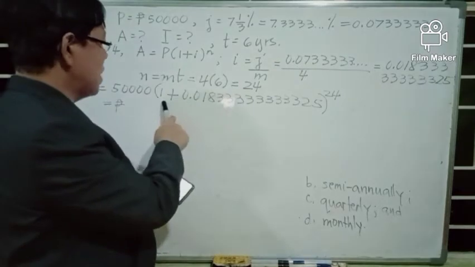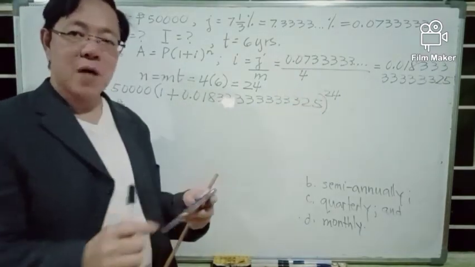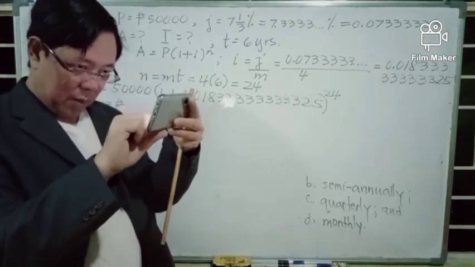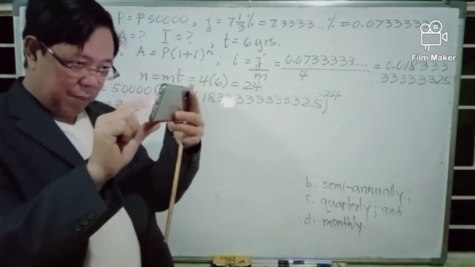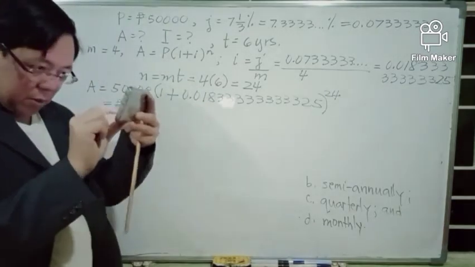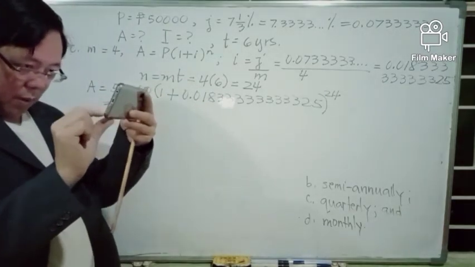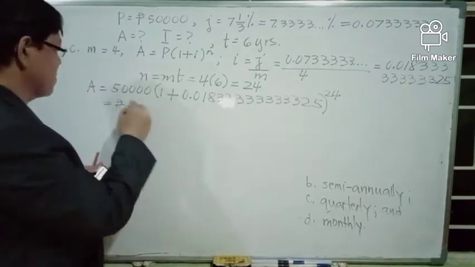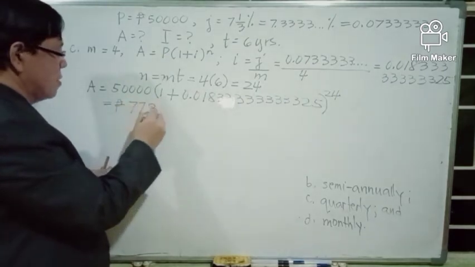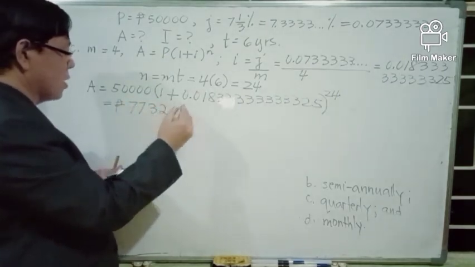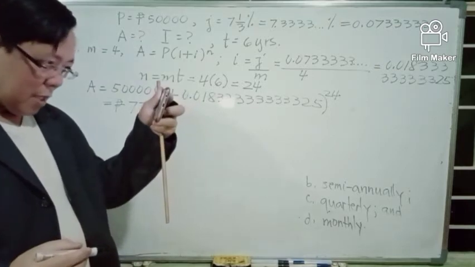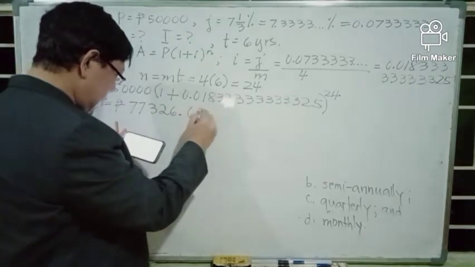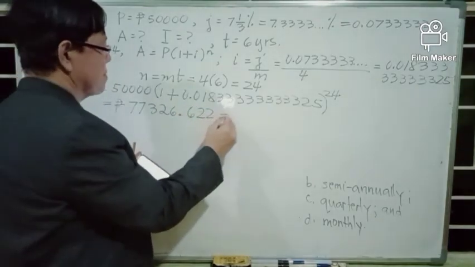Raise this sum, 1 plus 0.01833, 25 to the power 24, and multiply by 50,000 pesos. And you should get 77,326.326. I will give the answer in the calculator to 3 decimal places, and we will round it off to 2 decimal places.